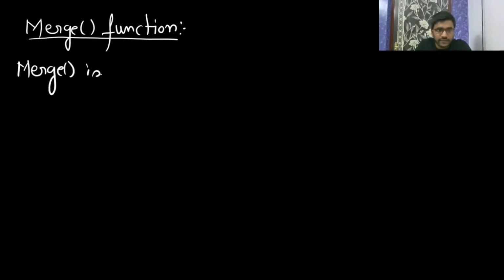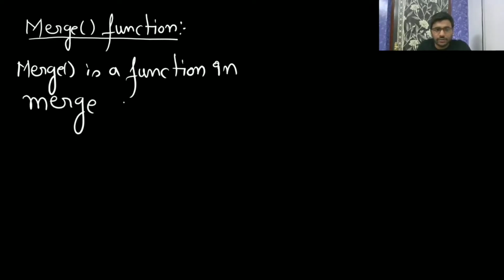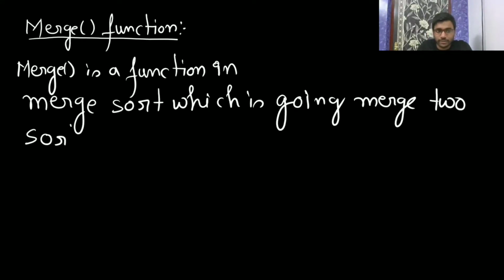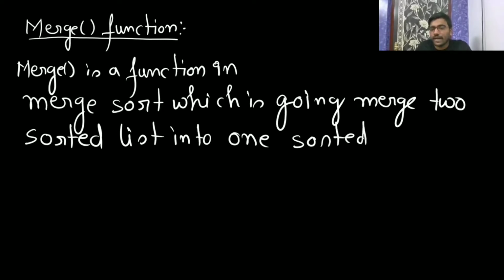Merge is a function in merge sort which is going to merge two sorted lists into one sorted list. If you have two sorted lists, then it is going to merge them into one sorted list. Let me take another slide. Merge is a function in merge sort, which is going to merge two sorted lists into one sorted list.